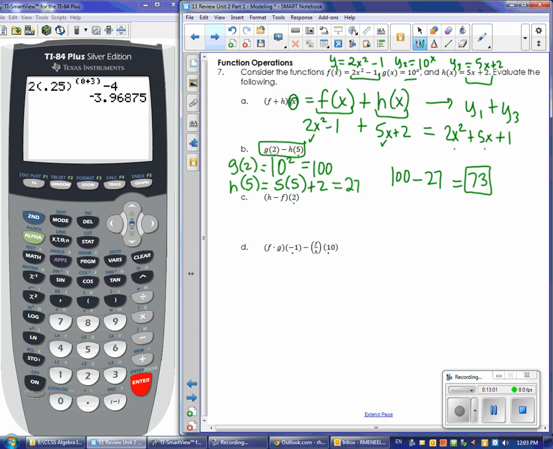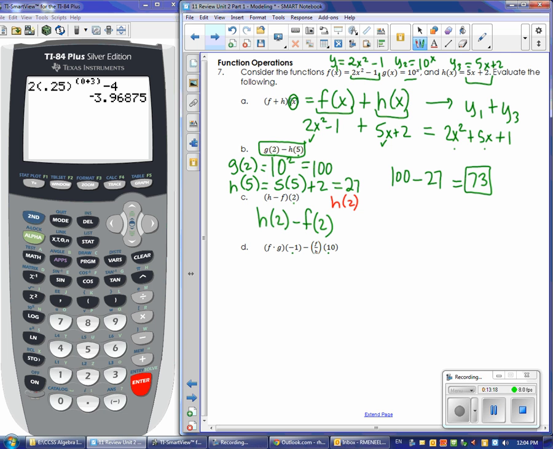In letter C, I'm asked to evaluate h minus f evaluated at 2. That's essentially what this question is asking me to do. That's the same thing as taking h of 2 minus f of 2. Let's figure out what those values are.